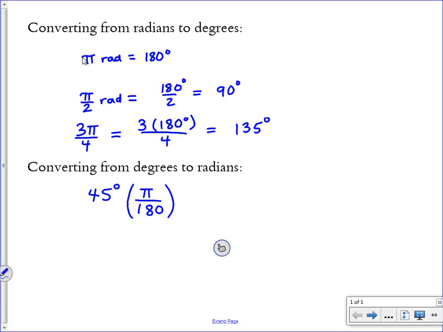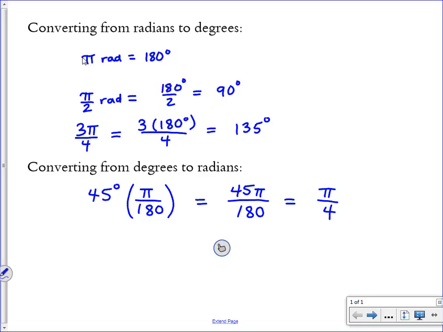And the end result is that I'm going to end up with the pi as part of the answer. I'm usually going to leave a radian answer with pi rather than taking out a calculator and using 3.14. Just leave it in terms of pi. You can reduce the fraction 45 over 180, either using a calculator or your own skills. And this one here, 45 goes into 180 4 times. So this is just pi over 4.